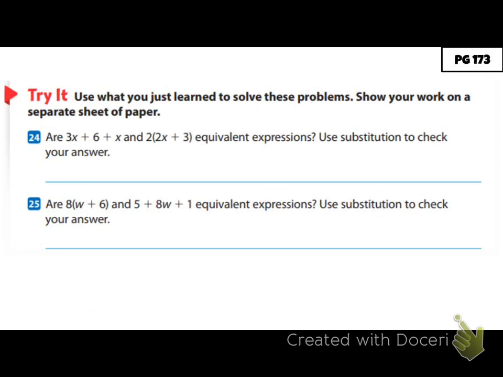So now I want you to take a moment and try 24 and 25. Make sure to write whether or not they are equivalent, and then also use substitution to check your answer to make sure you're correct. Pause the video, take a couple moments. When you're done, resume it to check your answer.